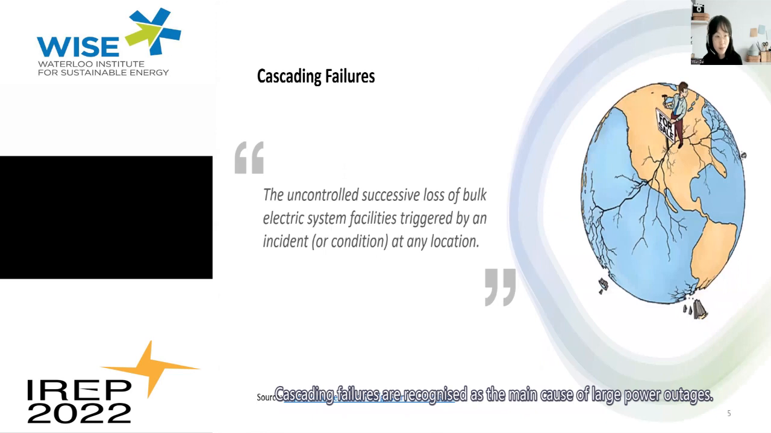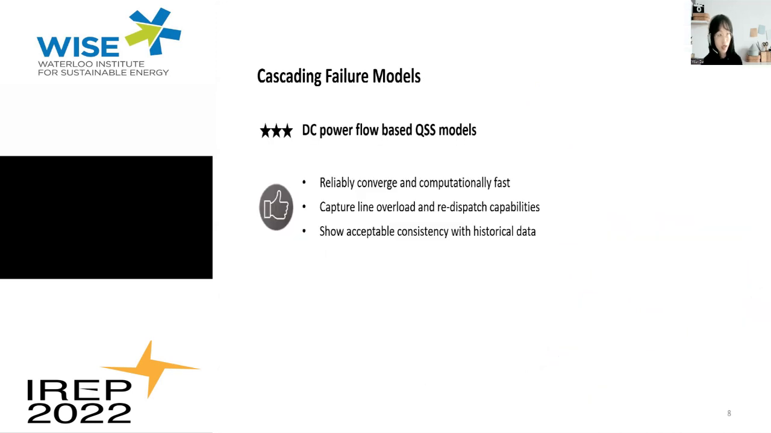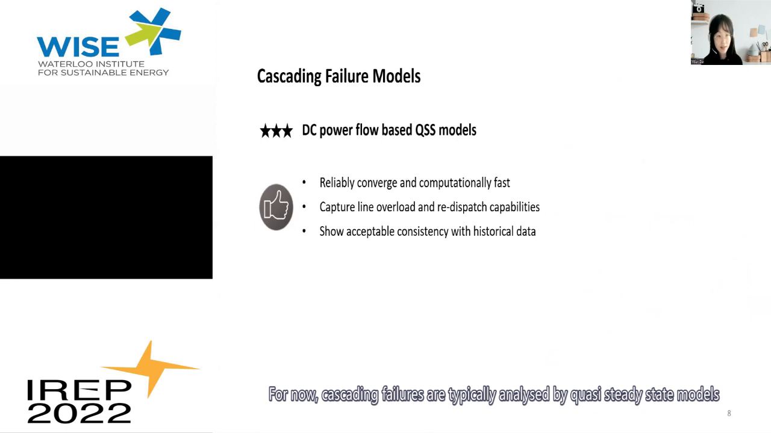Cascading failures are recognized as the main cause of large power system outages. The formal definition is shown here, but basically it's a series of dependent component outages that could eventually cause system blackouts. For now, cascading failures are typically analyzed by quasi steady-state models, the QSS model, based on AC or DC power flow. The DC power flow based QSS model shows advantages of high computational efficiency, and it can capture cascading mechanisms such as line overload and redispatch capabilities, and more importantly, it can reflect important statistical properties of cascading failures, such as the power law distribution of demand losses, which are widely observed in historical events.